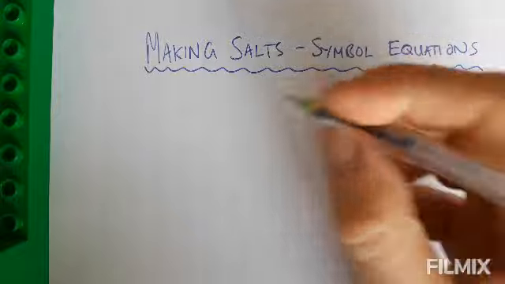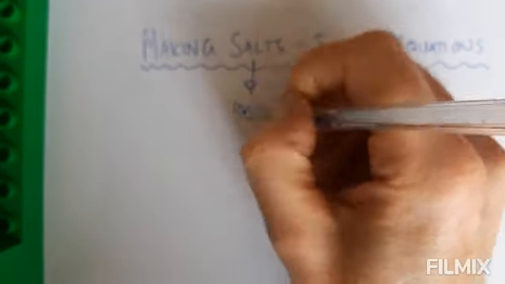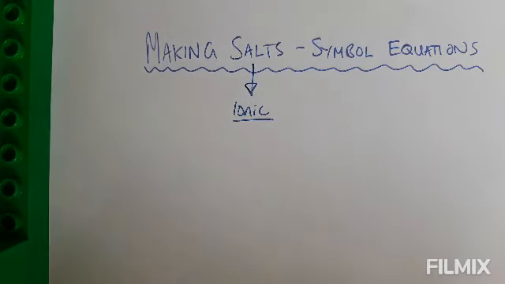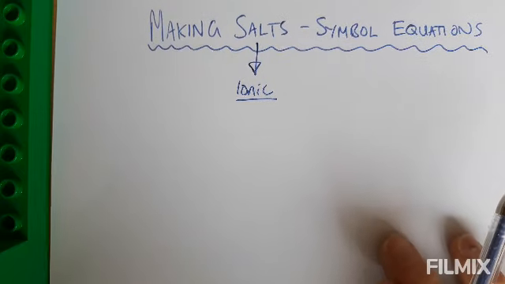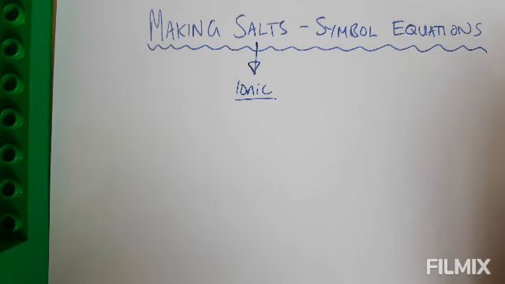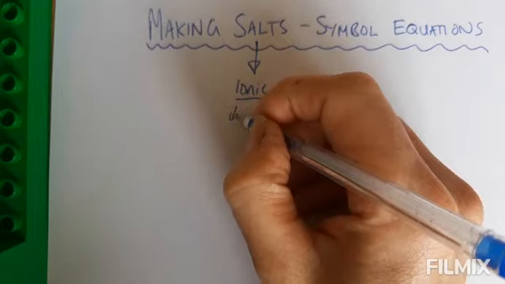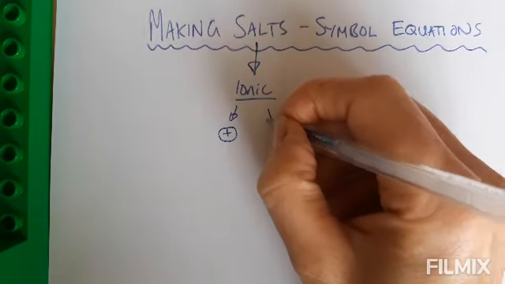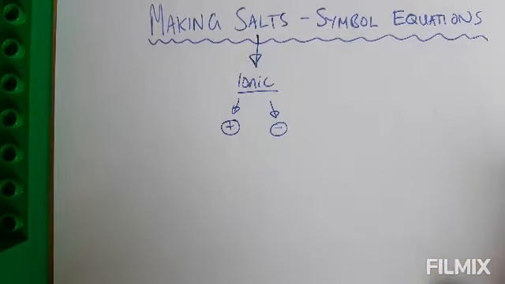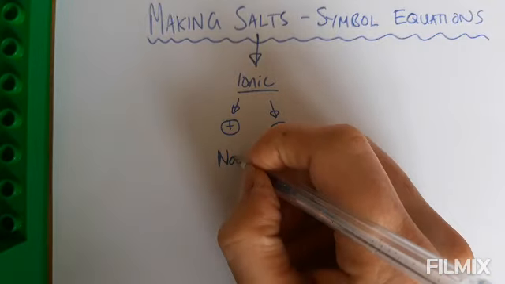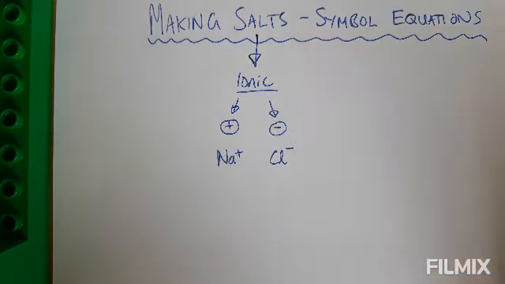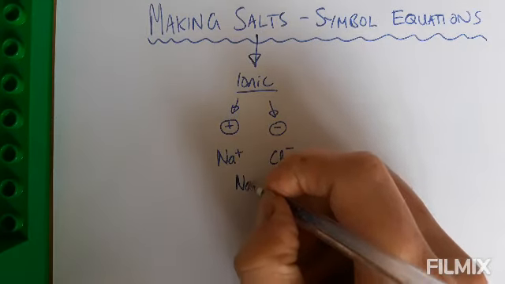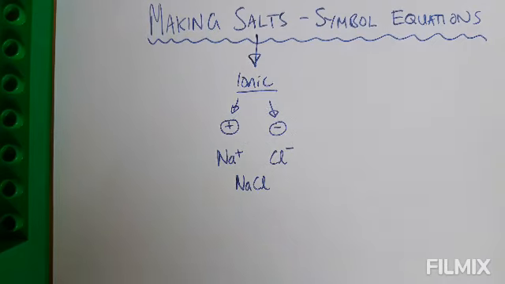So first thing I'm going to remind you is, salts are ionic compounds. So if you are going to be writing symbol equations, you need to know how to write an ionic formula. This is something that we did practice in class, but quite a long time ago. Ionic compounds are made of positive ions and negative ions joined together. For example, a positive sodium ion and a negative chloride ion. These can join together to make sodium chloride, NaCl.